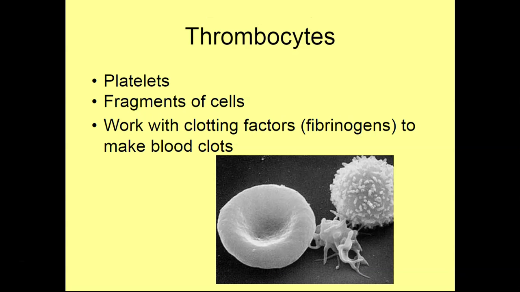Platelets have a very unique shape. They're fragmented pieces of cells. They were originally part of a large cell called a megakaryocyte. When that megakaryocyte wears out, it basically ruptures into all these pieces, and those pieces are platelets that help our blood clot, make blood clots.